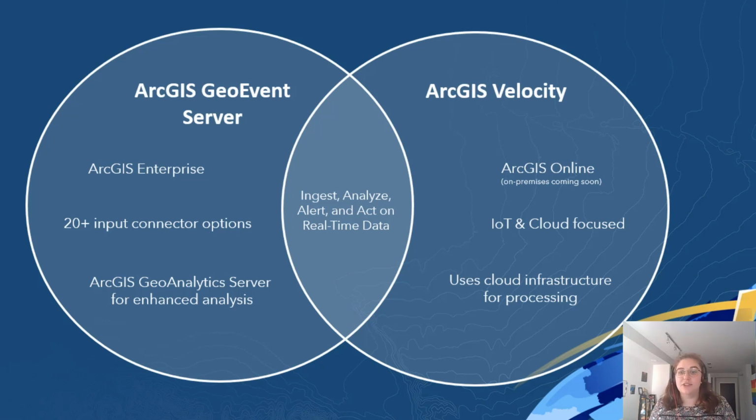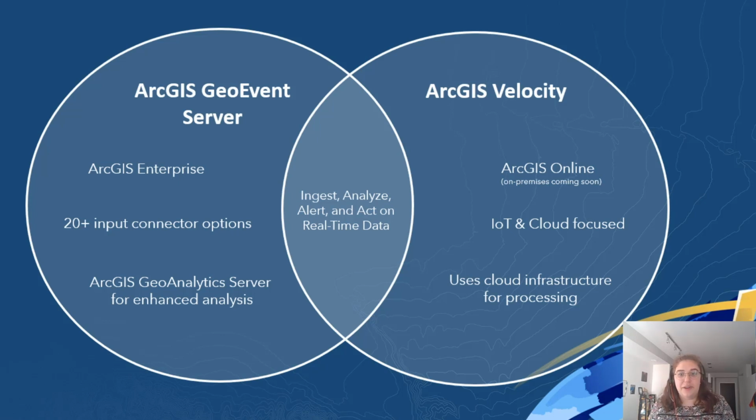GeoEvent Server has over 20 input connector options, mostly focused on web sources in formats like JSON, GeoJSON, XML, or CSV, over WebSockets and web APIs, as well as the ability to either find or develop your own connectors for virtually any data source. ArcGIS Velocity currently has fewer input connectors, because it's mainly focused on those IoT and cloud sources.